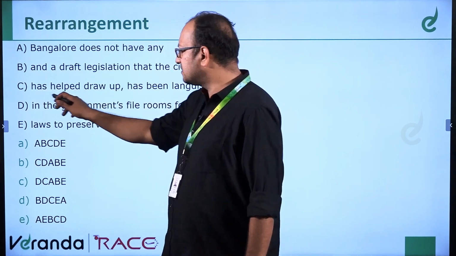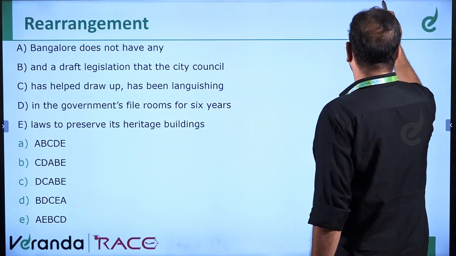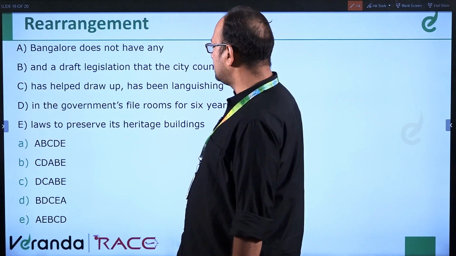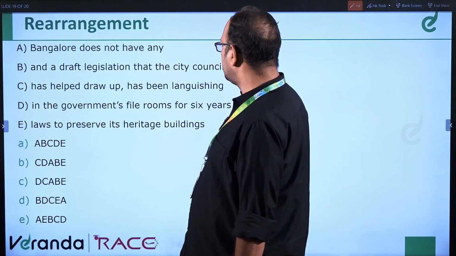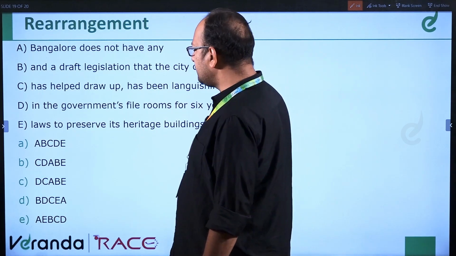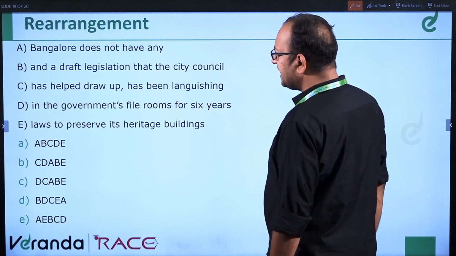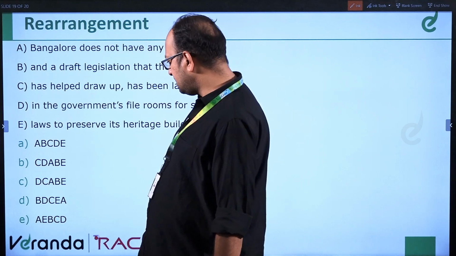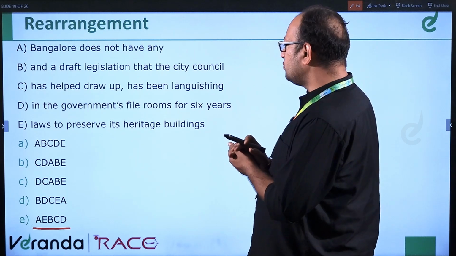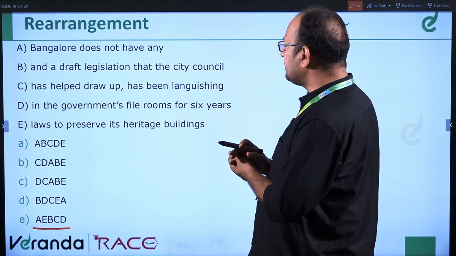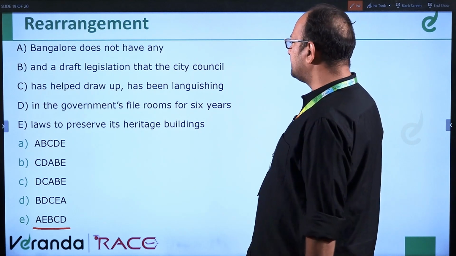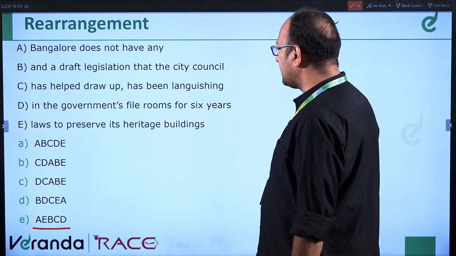We have a hint like has helped. Okay. Has helped draw up. Bangalore does not have any laws to preserve its heritage buildings. AE. Where do we have AE? AE is here. This can be the answer. Let's check. Bangalore does not have any laws to preserve its heritage buildings, and a draft legislation that the city council has helped draw up has been languishing in the government's file rooms for 6 years.